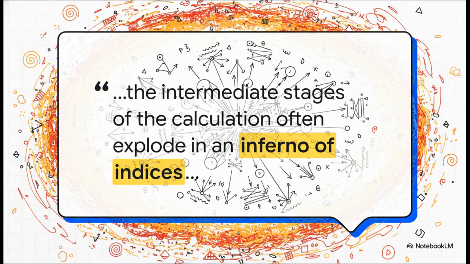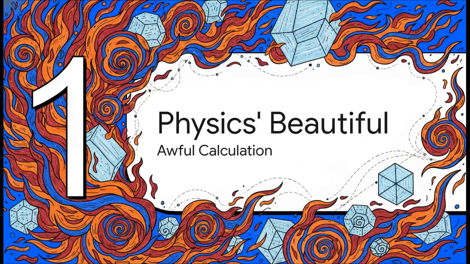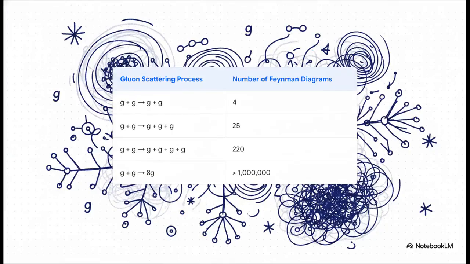See, to really get this new revolution, you have to appreciate the old way of doing things. The standard method, the one that won Richard Feynman a Nobel Prize, involves calculating what happens when particles smash into each other using these things called Feynman diagrams. You start with this big master equation, and from it, you have to draw out every single possible way that particles can interact. It's absolutely brilliant, but as the physicists Elvin and Huang put it, the whole thing just explodes into an inferno of indices. And that inferno, well, it's really at the heart of what you might call physics' most beautiful, yet absolutely awful calculation.